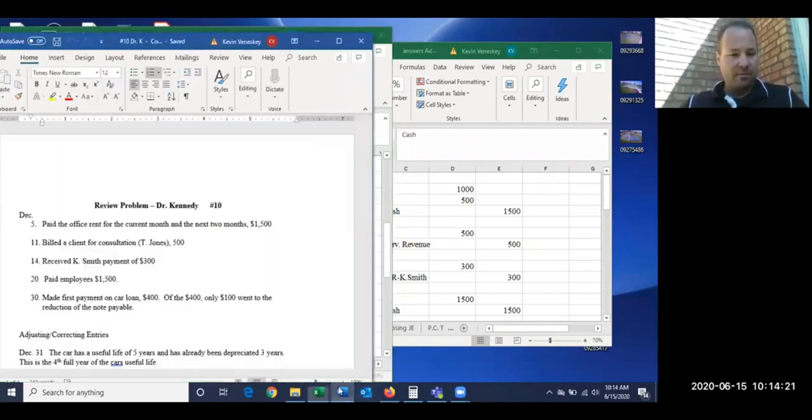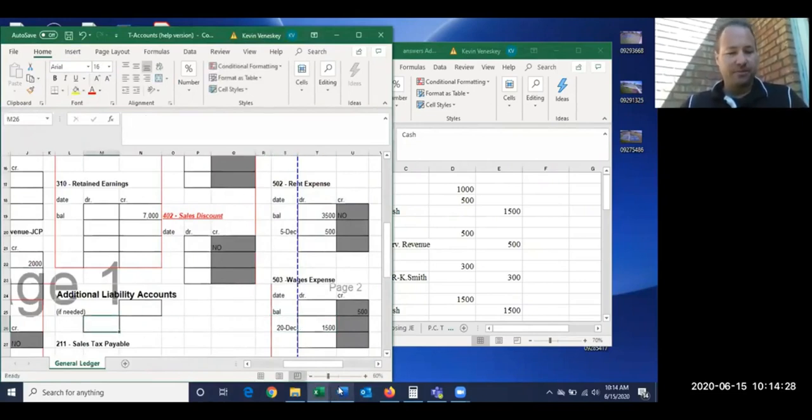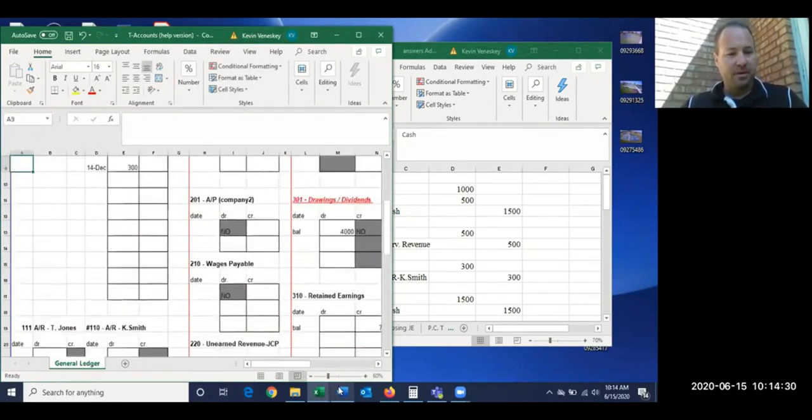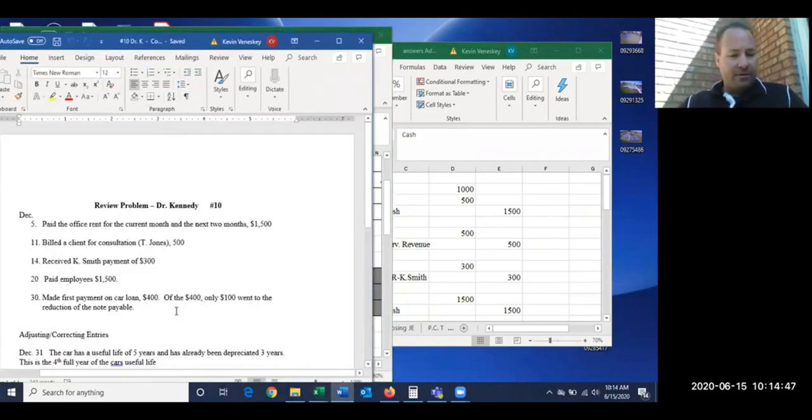And that was on the 20th, $1,500. And on the 20th, we paid money of $1,500. Now on the 30th, we make a payment on our car, $400, and then of that $400, only 100 went to the reduction of the note.